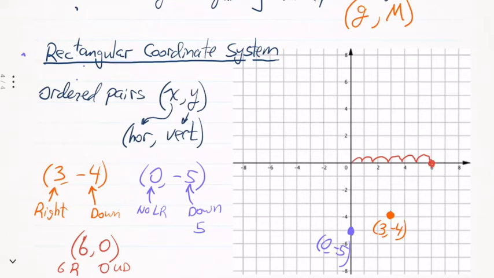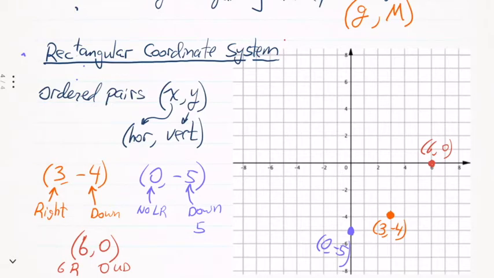Never count the origin as 1. Origin to 1 is 1. Basically, you have to take a step first before you count it. And then again, we'll erase our little jumps. That's a mental thing. You should do that in your head. And then this coordinate is (6, 0).